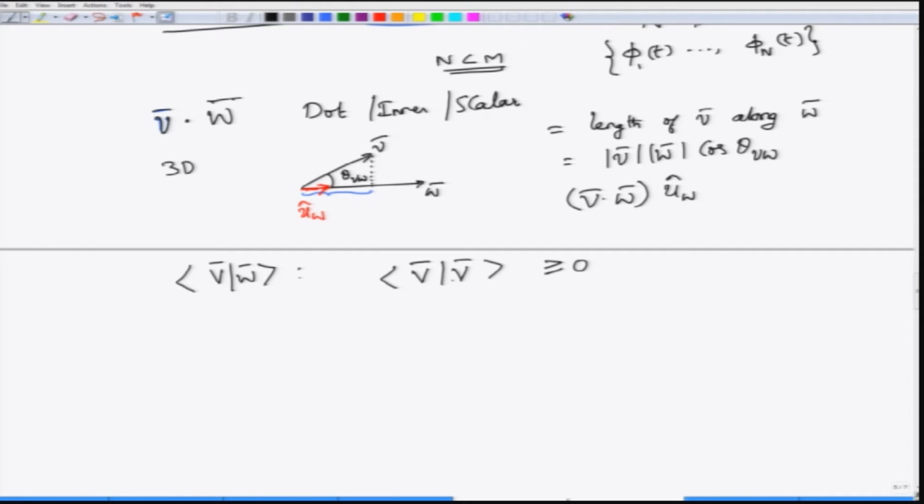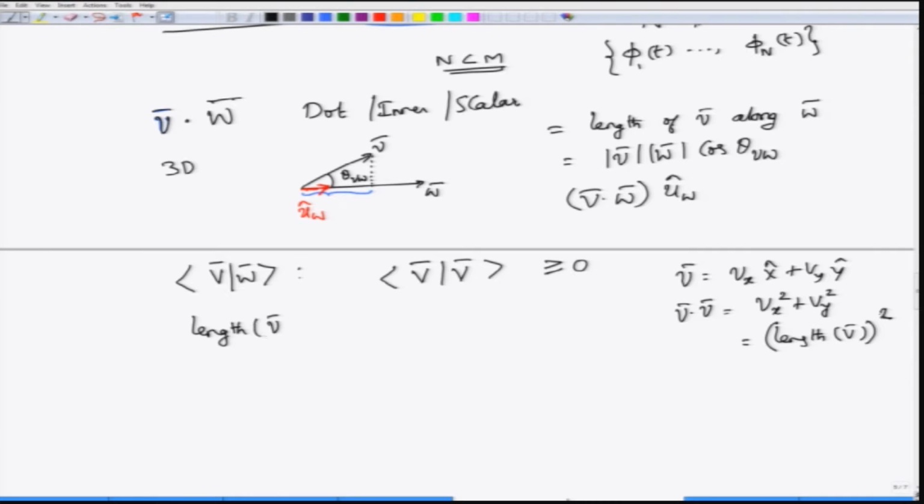Geometrically, what does the inner product of a vector with itself give you? Go back to the Cartesian coordinate system, Vx x hat plus Vy y hat; I will just restrict it to 2 dimensions. Then the inner product of V with itself is Vx square plus Vy square, which is the length of the vector V squared. In other words, if I want to find the length of the vector V, I should take the inner product of V with itself and then take the square root of it, assuming that these vectors are all real vectors.